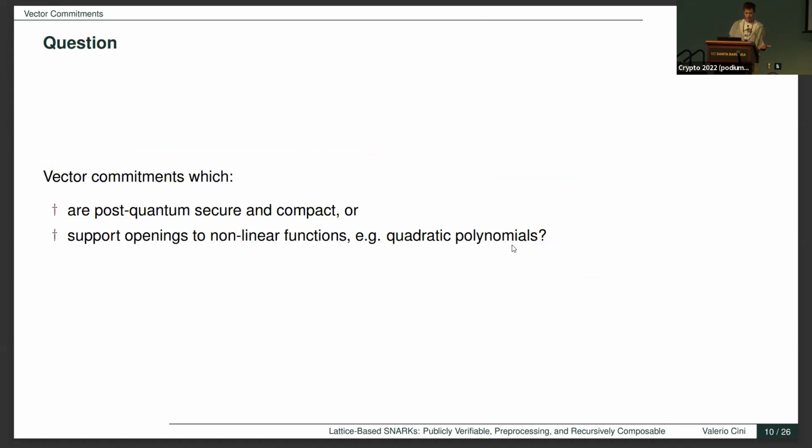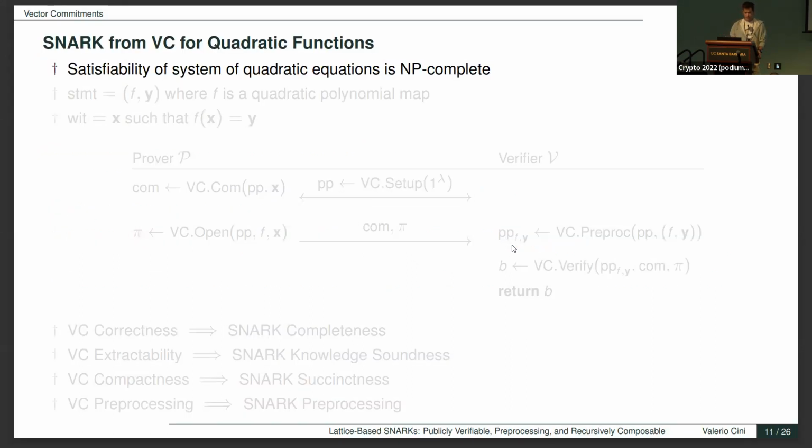So again, the natural question is: is it possible to construct vector commitments which are post-quantum secure and compact, or which support opening to more than linear functions? For example, quadratic polynomials. And why would that be interesting? Well, if we get such a vector commitment, then we can compile it into a SNARK for NP. The idea is that the satisfiability of a system of quadratic equations is already an NP-complete language.